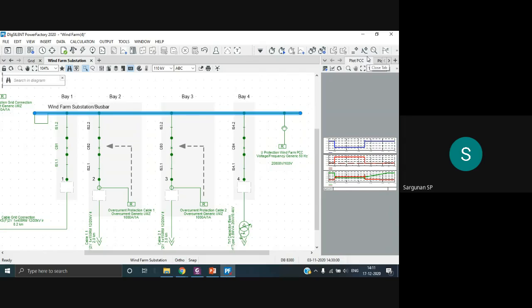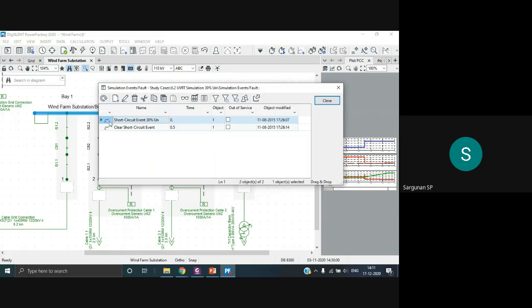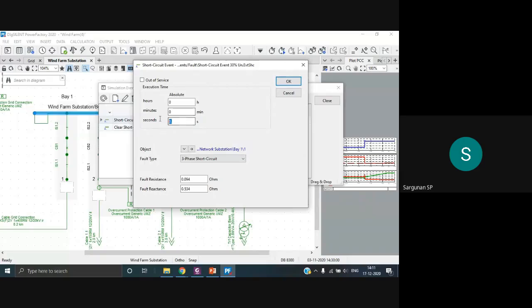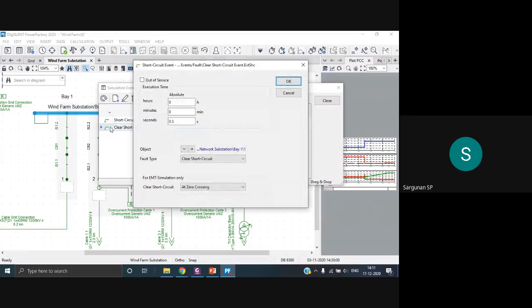Basically, what I'm doing is making an event here. I've already created all these things. Here you can see at 0 seconds, I'm making a fault, a three-phase short circuit. I'm also giving an impedance here. Normally, if it's a voltage fault, it will be zero impedance, but now I'm giving an arc fault. Then I'm clearing that after around 0.5 seconds.